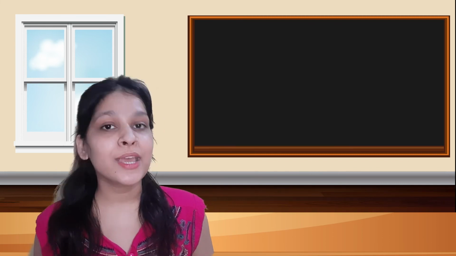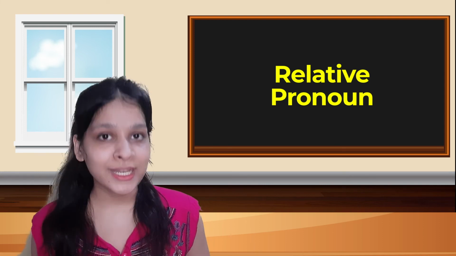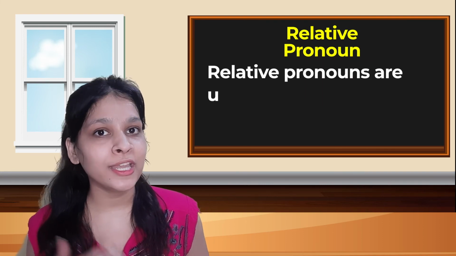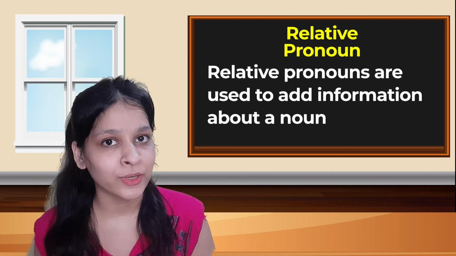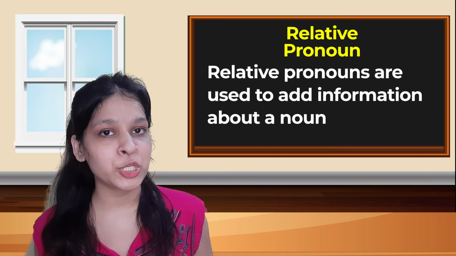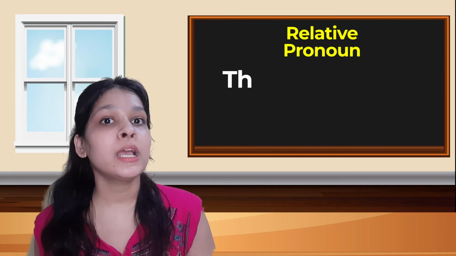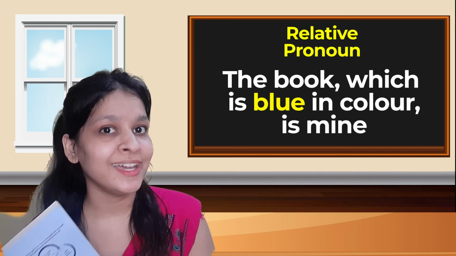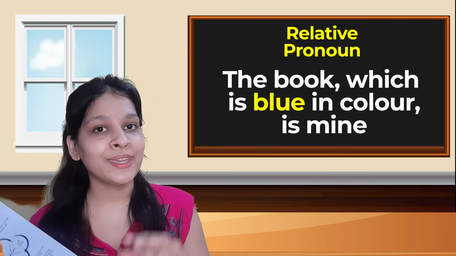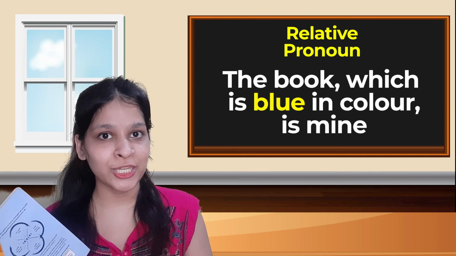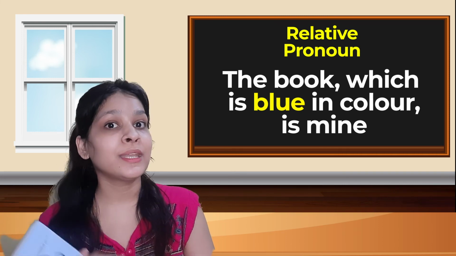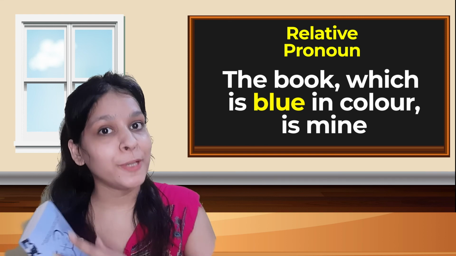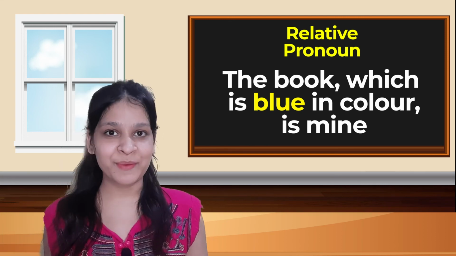Next one is relative pronoun. Relative pronoun adds on information about our noun. They add information. For example, the book, which is blue in color, is mine. Here, I add on information about my book, that the book, which is blue in color, is mine.